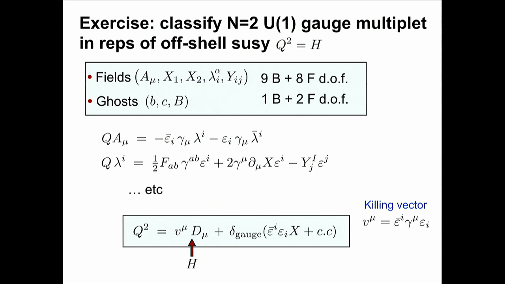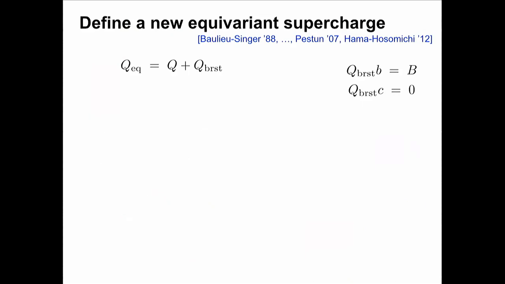There are still problems. The problem is, what do you do with this? That's one problem. The second problem is, what is Q on the ghost? I introduced new fields, but I haven't told you how supersymmetry acts on these fields. In fact, they're not supposed to be in supersymmetry multiplets. So what you do, this problem is an old one and people have solved it long ago.